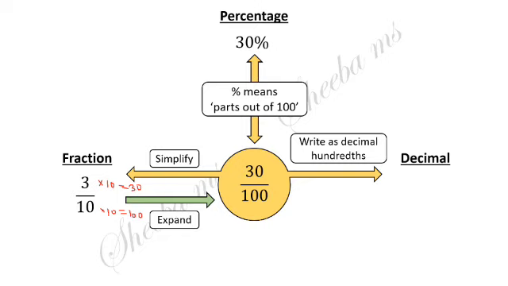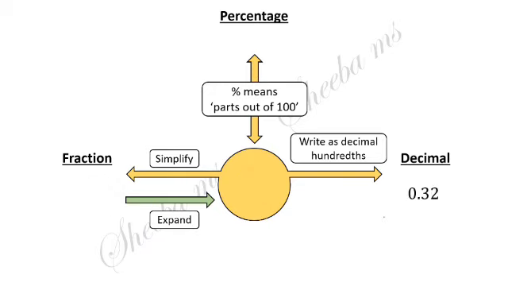Now, how do you write it as decimal? Here we know after the decimal, two places. So we can write it as 0.30. 0.30 means it is 0.3 only, because after the point, this 0 doesn't have any value. So 0.3.